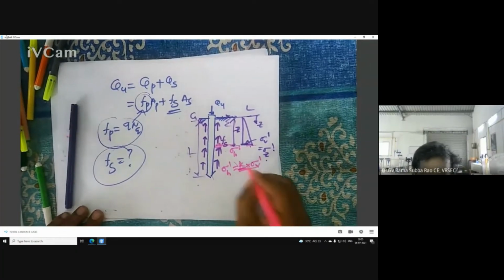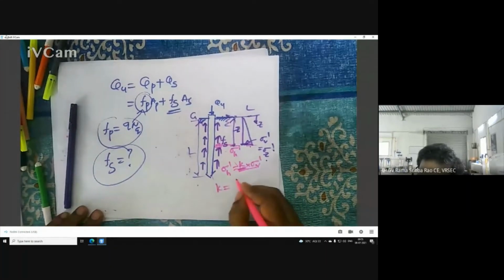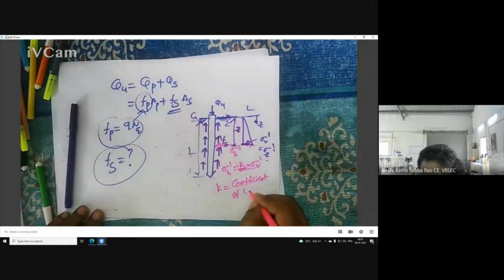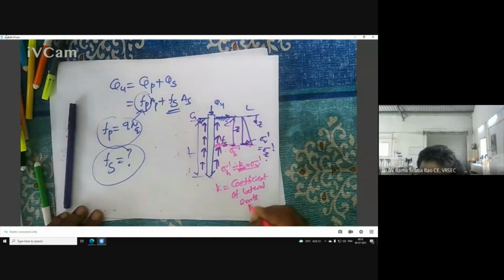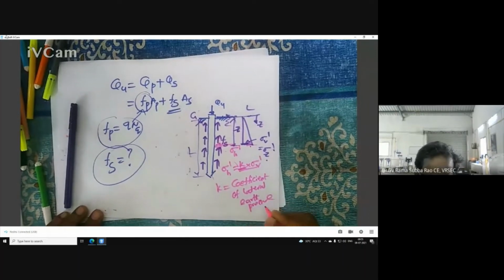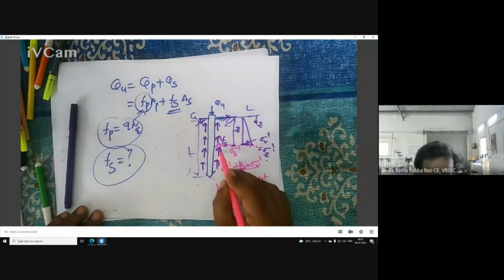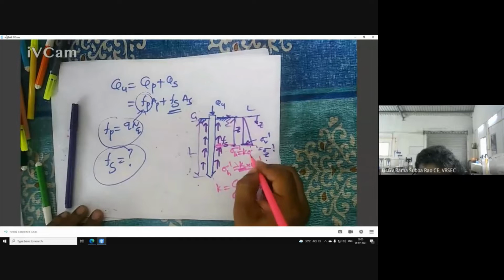K. What is K? Are you there? Coefficient of lateral earth pressure. So now I am very happy. So I just transformed this vertical stress to horizontal stress. So horizontal stress is how much now? K into sigma V dash.